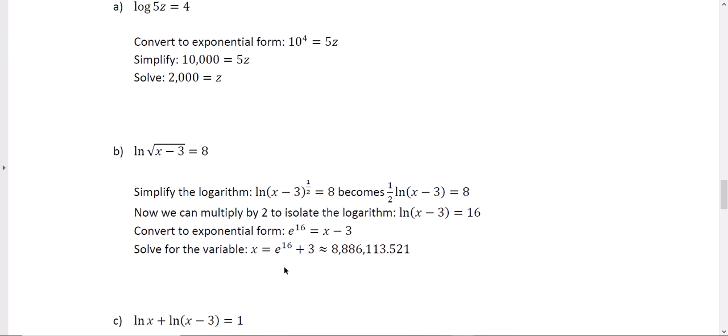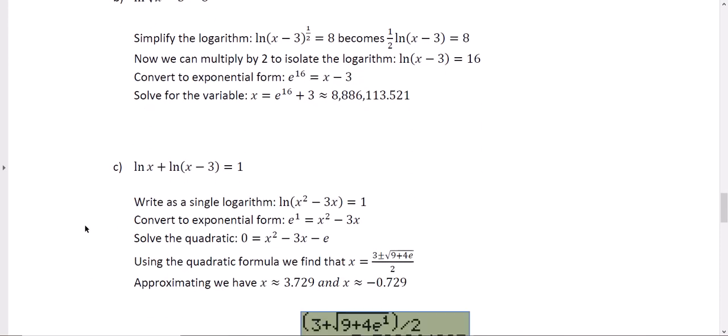And when you put this in your calculator, you're thinking there's no way this could be right, but it is. And when you put it in here to check your answer, you'll find that it's right. It's weird. It's a huge number. 8,886,113.521, right? 3 decimal places.